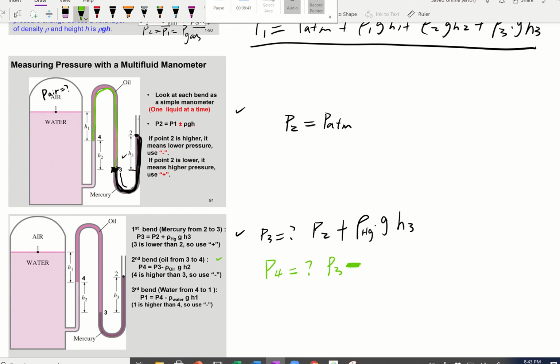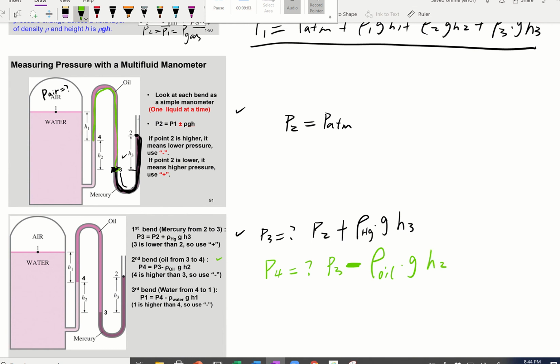So because of that, you're going to take the negative. You're going to minus. How much lower pressure? It's going to be this fluid layer, which is oil, times g. And the height difference between 3 and 4 is going to be H2.